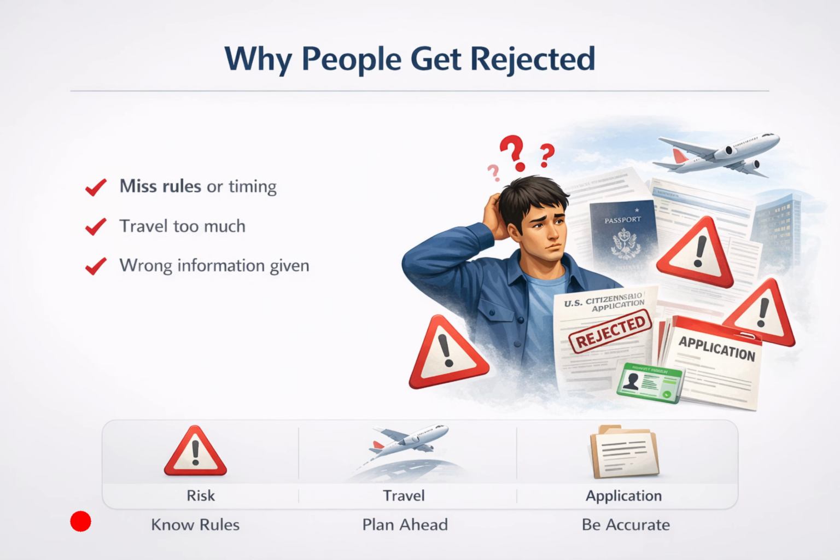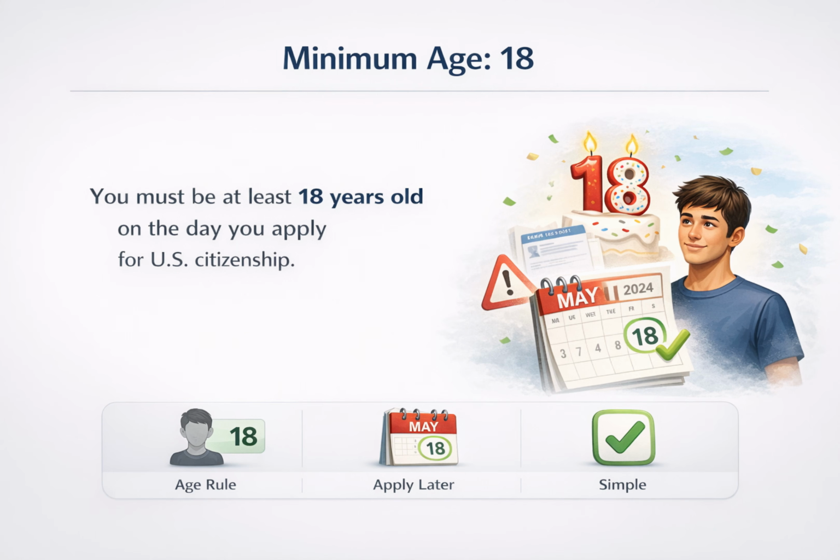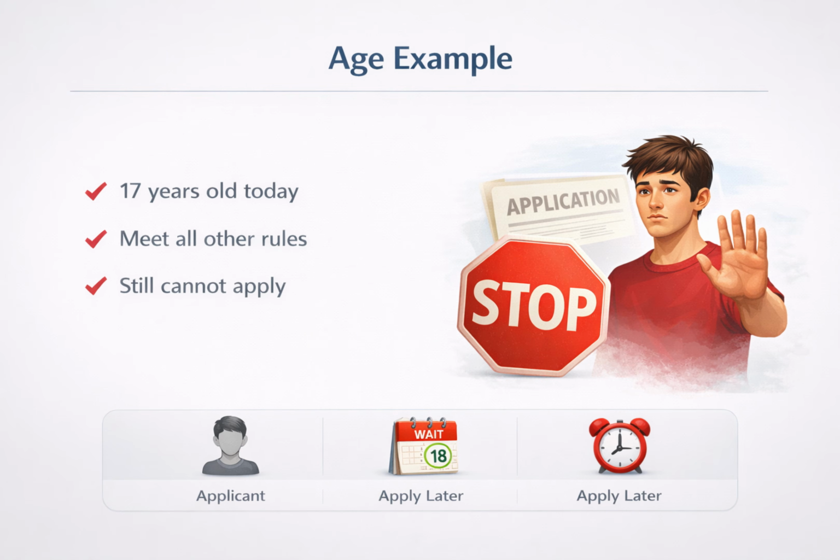Now, let's start with the most important requirements. First, the age requirement. You must be at least 18 years old at the time you apply. This is simple, but here's a real example. If you are 17 today, even if you meet all other requirements, you still cannot apply yet.